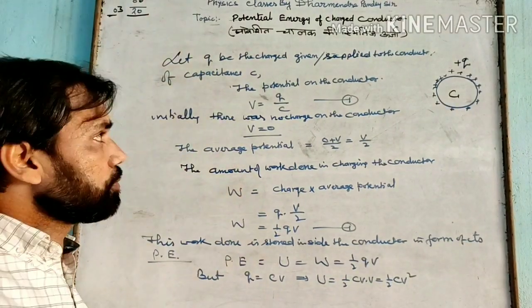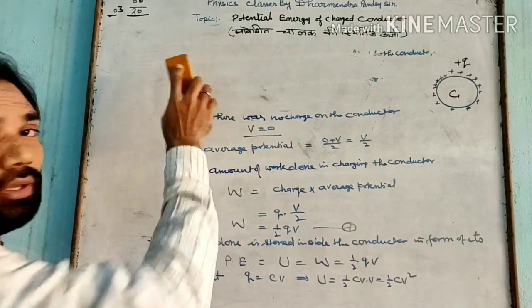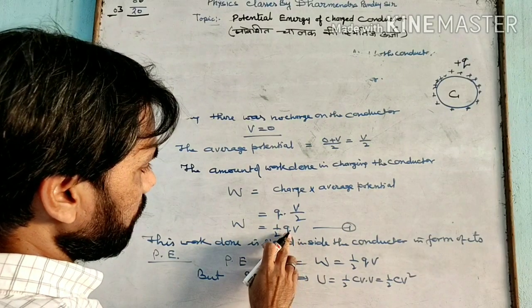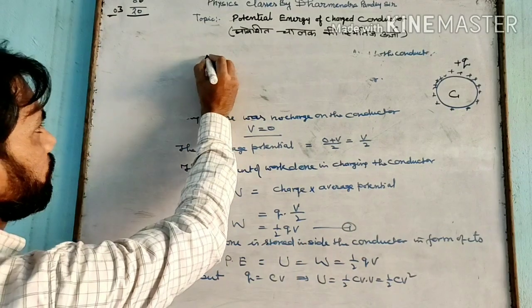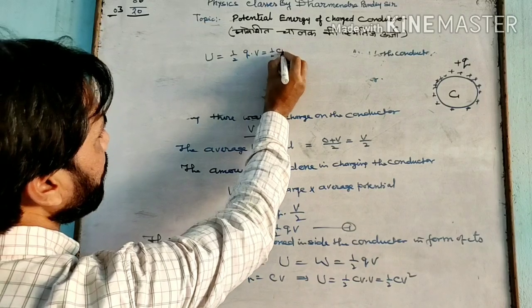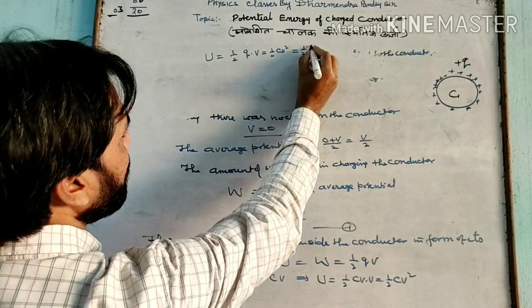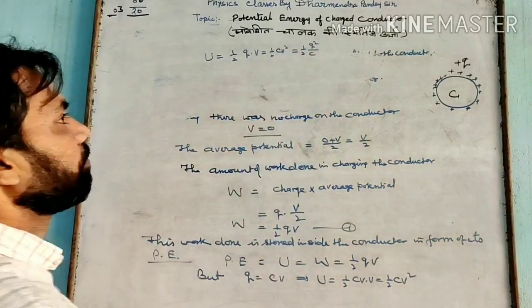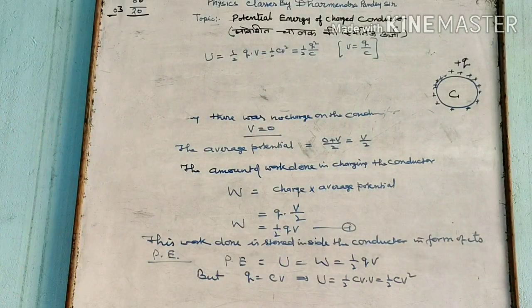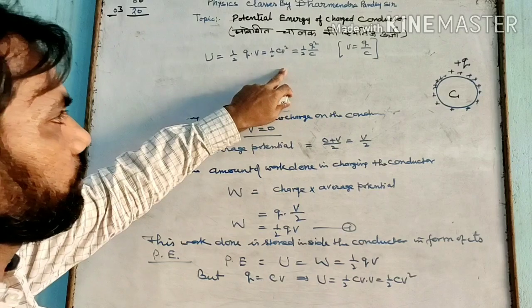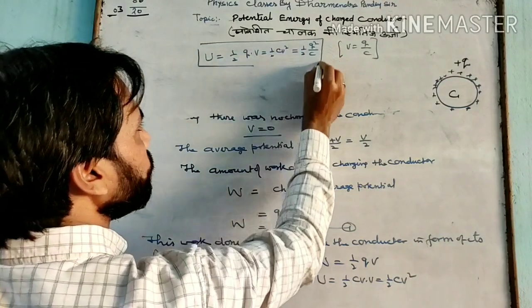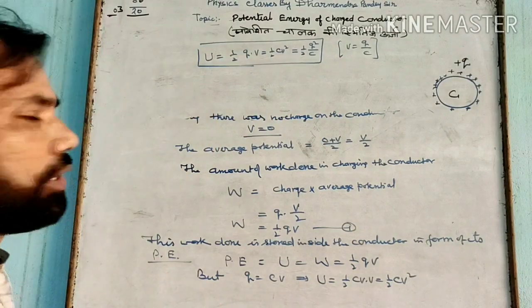We will write this expression in terms of Q and C. As you know, U is equal to 1 by 2 Q into V, is equal to 1 by 2 CV square, and this can also be written as 1 by 2 Q square by C, as V is equal to Q by C. So V square can be written as Q square by C square, C cancels out, so we have U is equal to Q square by 2C, and this is the electrical potential energy stored on the conductor.